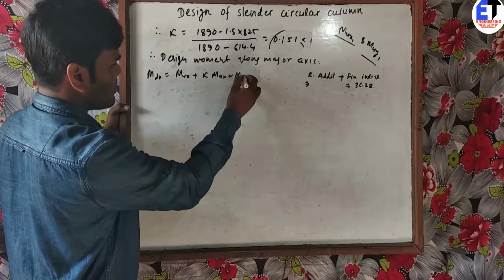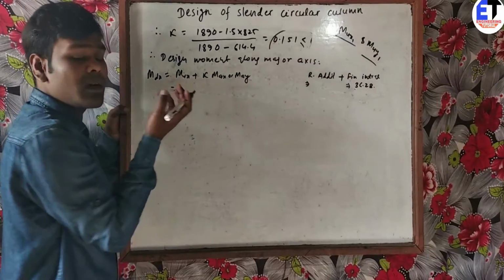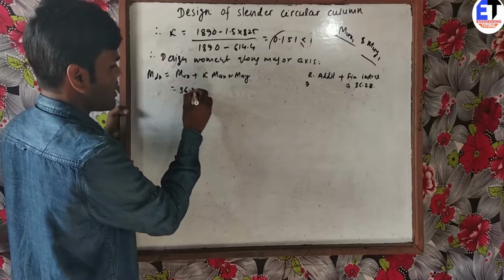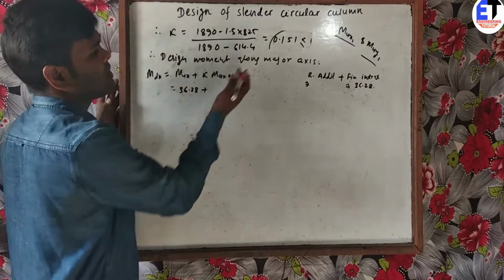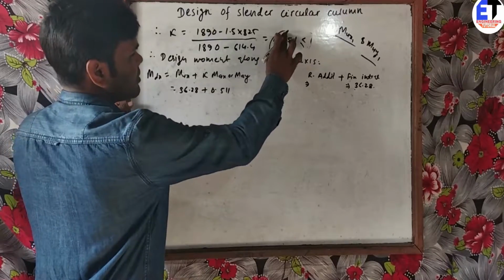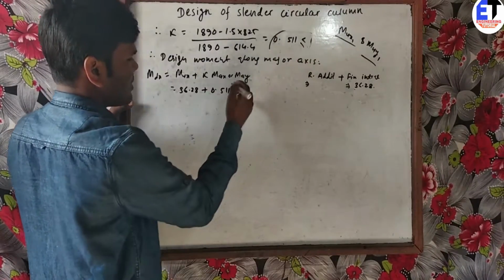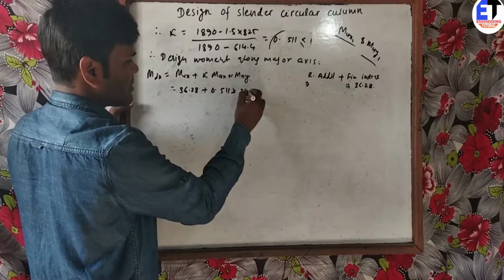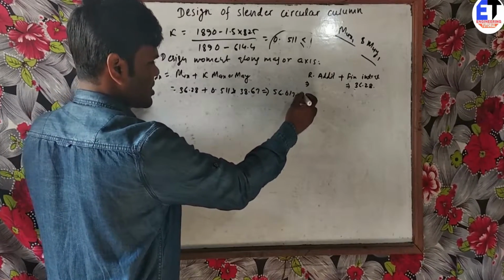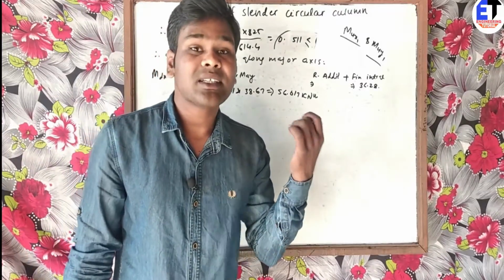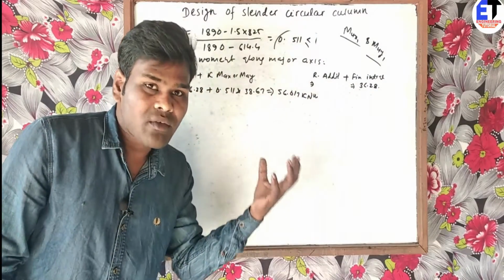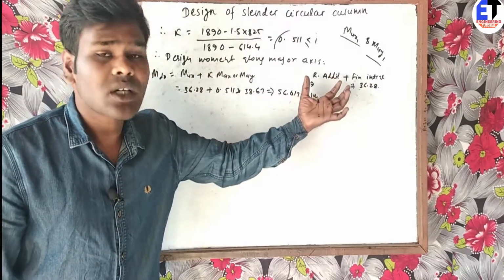k Max or May. What is the value of Mux? This is our finalized initial moment, 36.28, plus what is the value of k that we have calculated? 0.511 multiplied by 38.67, which gives 56.017 kilonewton meter. What does 56.017 kilonewton meter mean? This is the total amount of moment acting on our circular column.